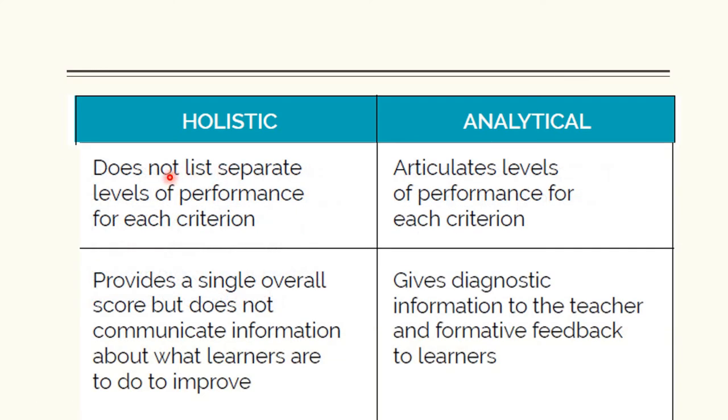So holistic does not list separate levels of performances for each criterion, while analytic, it articulates levels of performances for each criterion. For holistic, it provides a single overall score, but does not communicate information about what learners are to do to improve. So, wala siya component as to which part he needs to work on. Gives diagnostic information to the teacher and formative feedback to the learners.